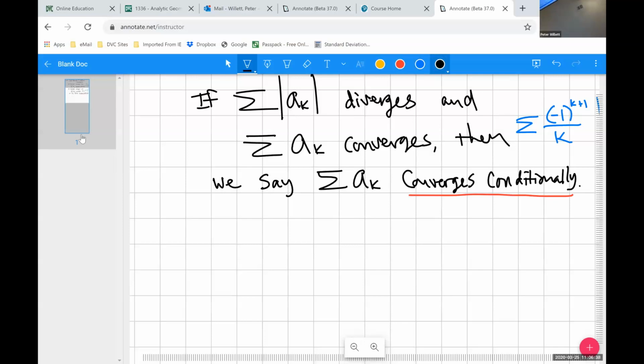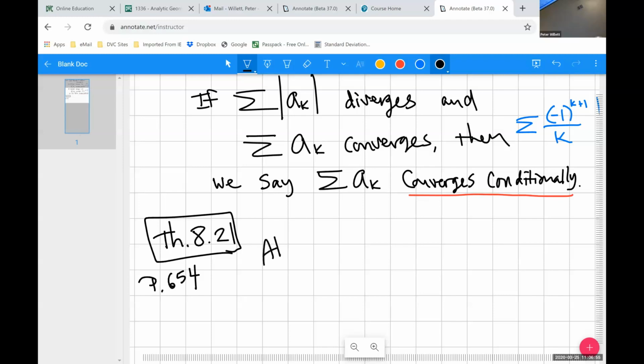So then a couple inches below this definition, again on page 654, we have theorem 821, which states that absolute convergence, meaning you take away all the minuses and you get convergence, implies convergence.